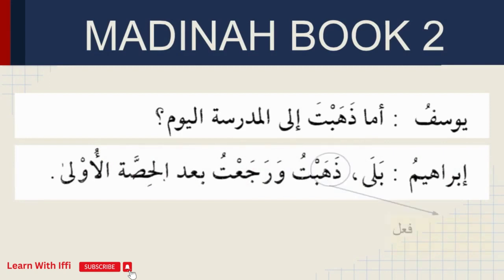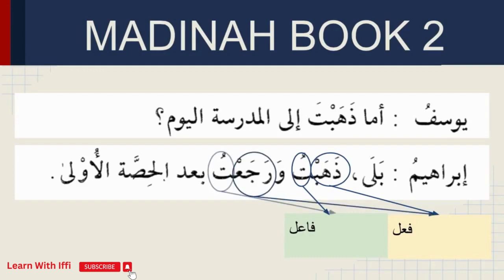Zahabtu, I went. Zahab is fa'il, tu is fa'il. So I went. Wa raja'tu. See, I went and I returned. Raja' is again fa'il and tu is fa'il. I went and returned ba'ada. So what is ba'ada? Is zarf. And what comes after zarf is mudaf ilayhi. So ba'da, hissatil. And what is this ula? So we know this is one of the ordinal numbers. It is for feminine. So hissa, a period with ta marbuta, is feminine. So we use a feminine na'at.